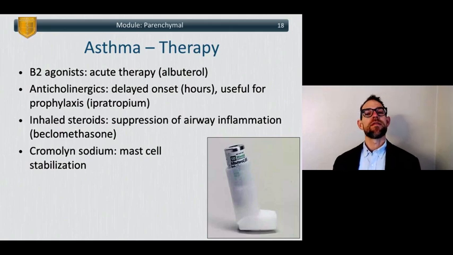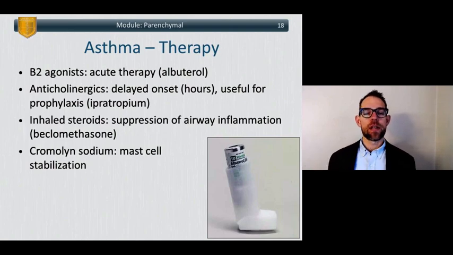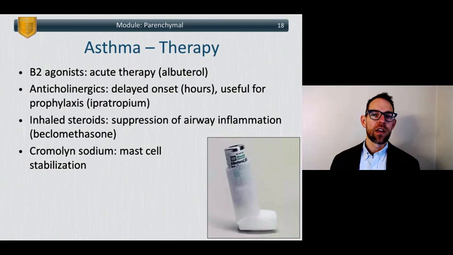What is our therapy for asthma? I want you to think about acute, intermediate, and long-term/preventive therapy. Acutely, the therapy that you would give a patient having an acute asthma episode would be a beta-2 agonist, like albuterol. It's going to cause direct bronchiolar relaxation due to bronchiolar smooth muscle relaxation.